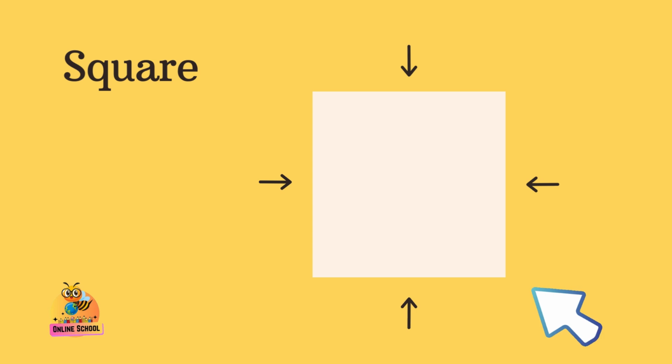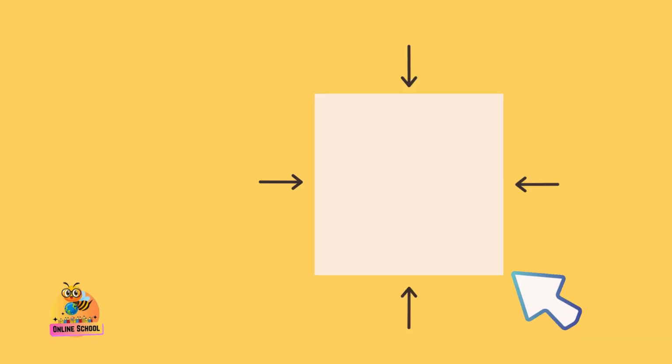Now check the sides. Are all the sides the same length? Yes. A square has 4 equal sides.